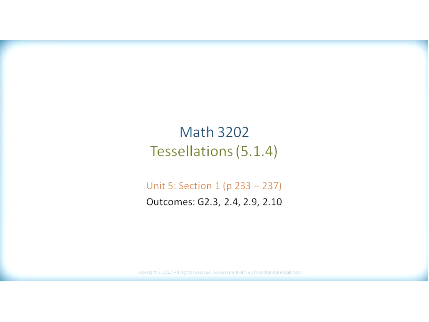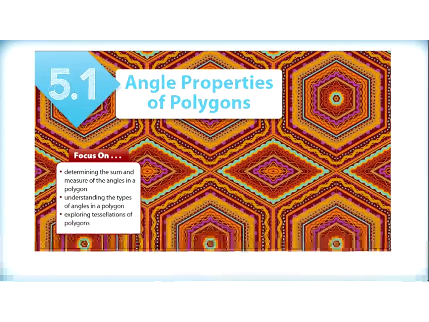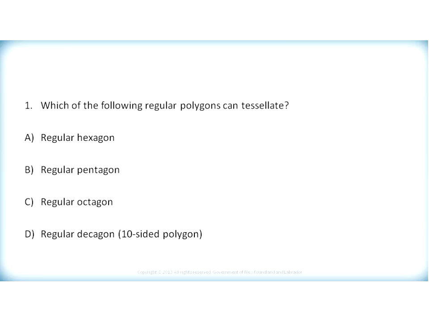We're going to look at now at a few questions dealing with tessellations. So we're going to look at exploring tessellations of polygons in these questions. First question here, which of the following regular polygons can tessellate?